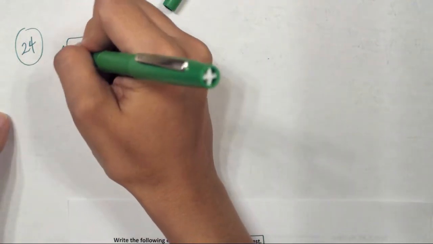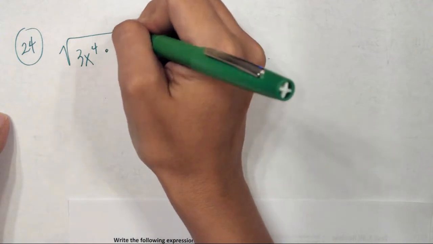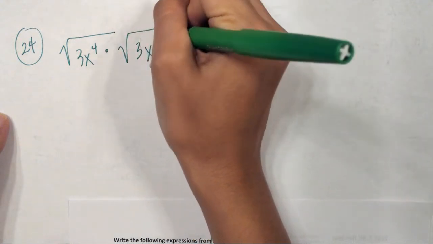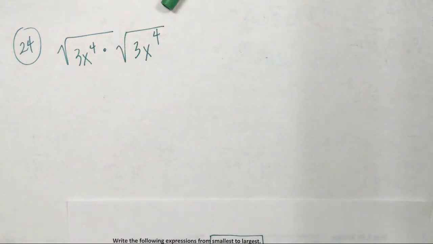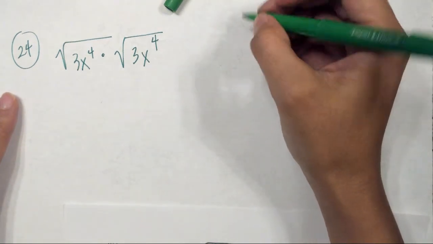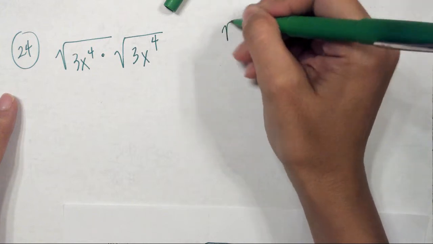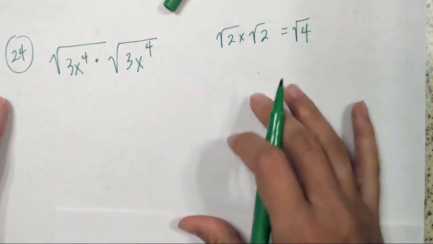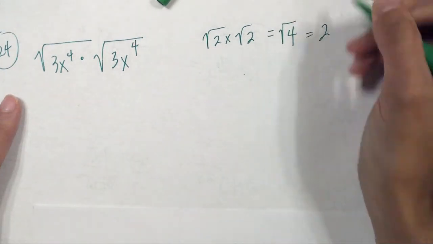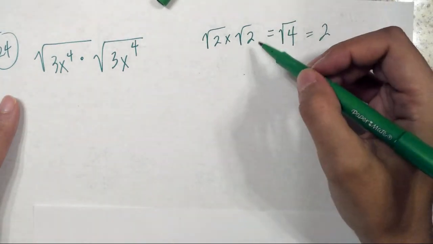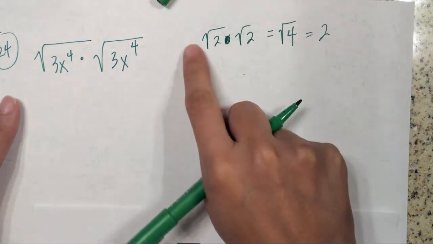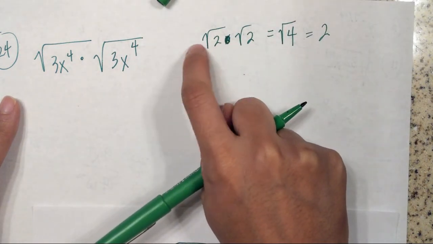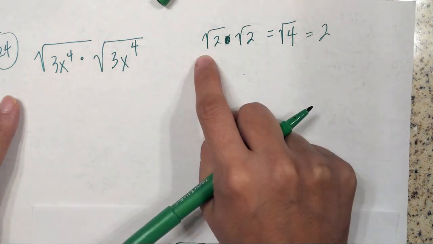Alright, so number 24 says we have 3x to the fourth times 3x to the fourth. Alright, so remember what I told you guys earlier, my kiddos, if you had something like the square root of 2 times the square root of 2, that would be the square root of 4, which the square root of 4 is 2. But instead of multiplying the insides, this is times, you can just notice that the square roots look like they canceled, and your answer is just what's on the inside.